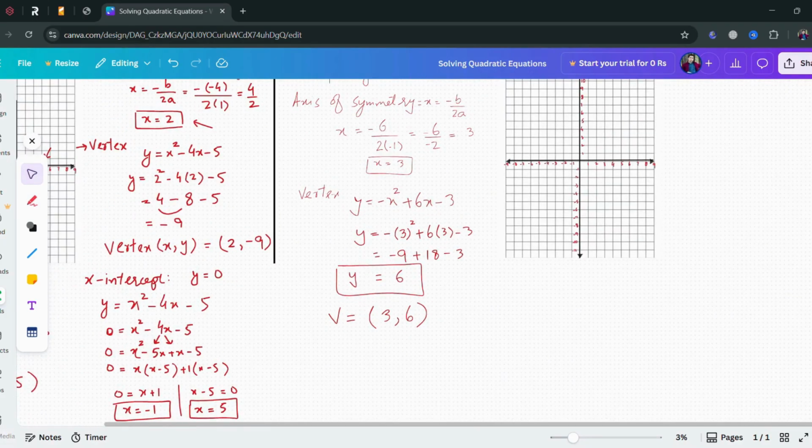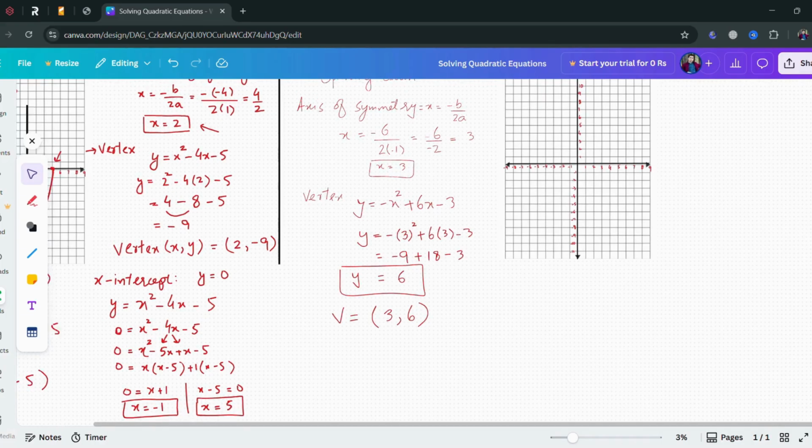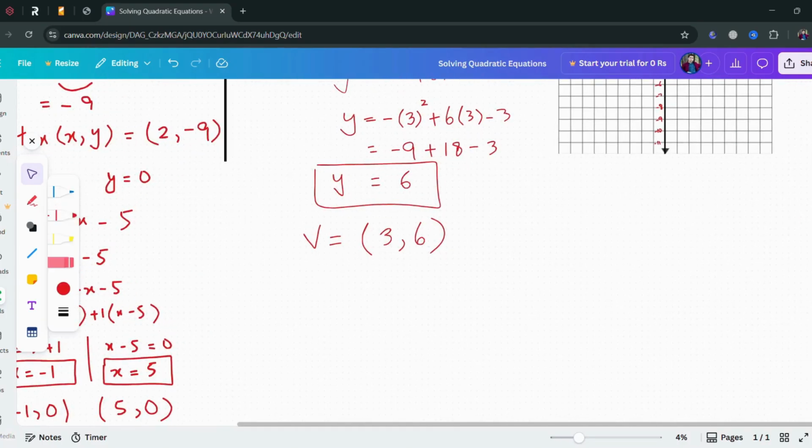I have the axis of symmetry already, and I have got the vertex as well. Now I will move towards the y-intercept, okay? Whenever I need to find the y-intercept, I will put x equals 0 for it.